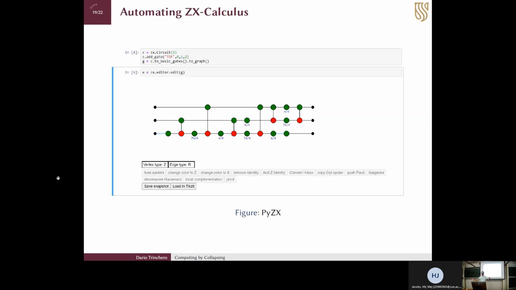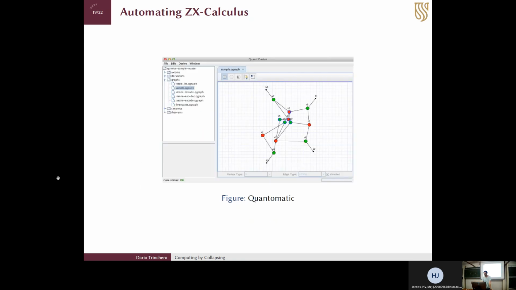Okay, so like that is it. That is my talk basically. The last things I wanted to say were that there exist really good tools for automating this. Here's one. It's called PyZX. And this is quite cool because it actually uses the ZX calculus as like a primitive for its intermediate compilation. And then there's likewise one that's a bit more visual called Quantomatic.